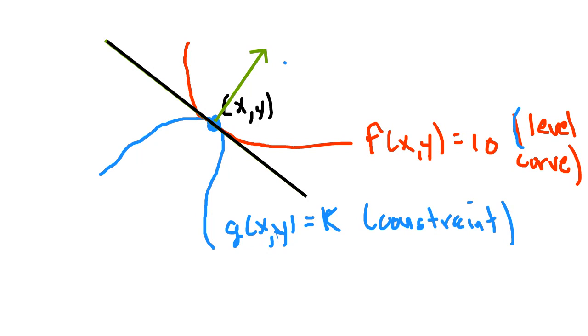What is that green vector that I've drawn? And it appears to be a right angle. It's a normal vector, that's right, to this red level curve. Here's the point of intersection. But it's a special vector.